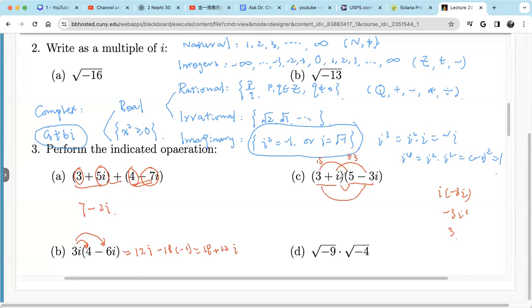Then lower end we have i times 5, give us 5i. 3 times -3i, -9i. Adding together, -4i. So the answer for this number is, we have this 5 plus this 3, that's 8. So the real part is 8. And the imaginary part is this -4i.